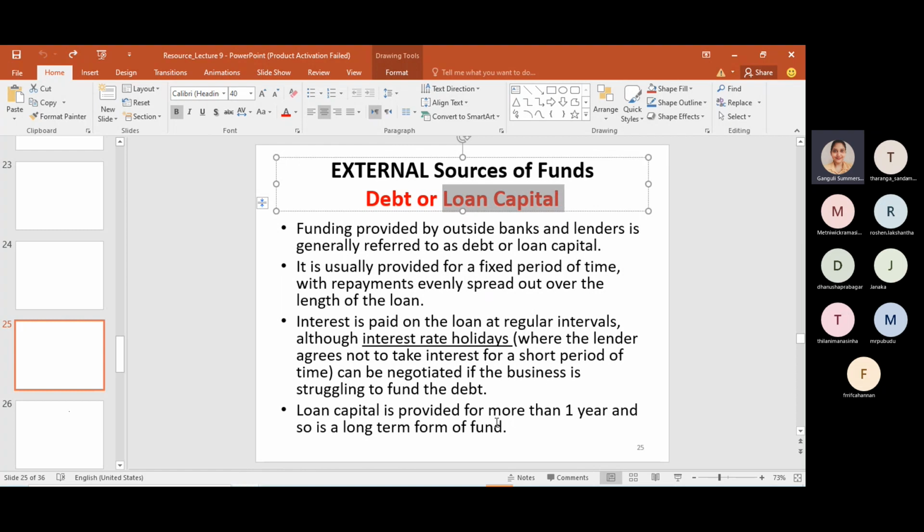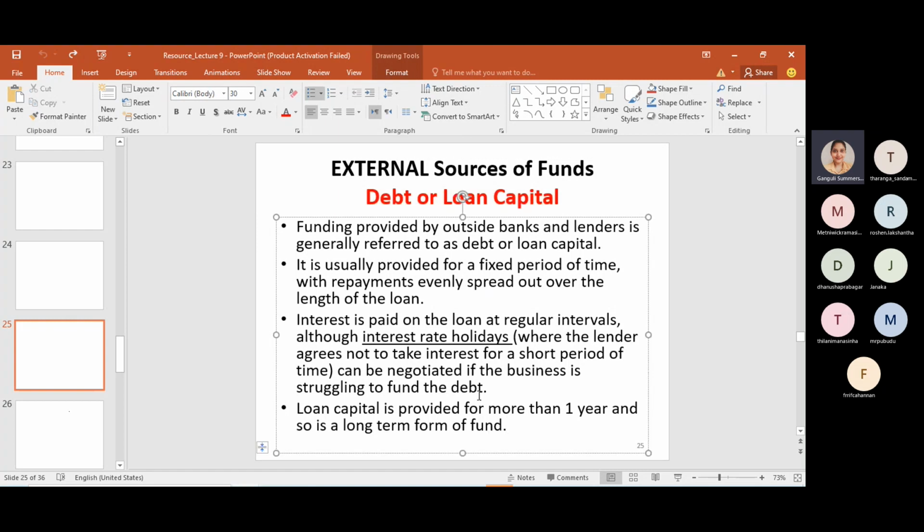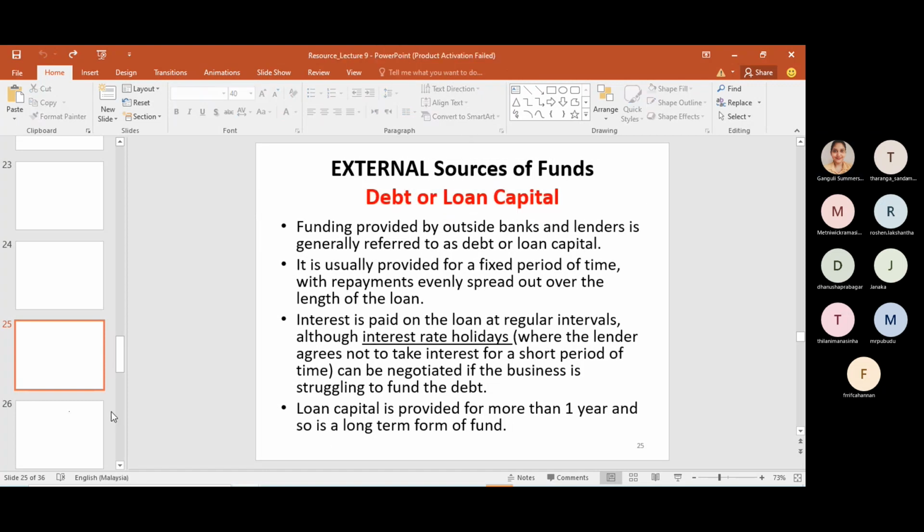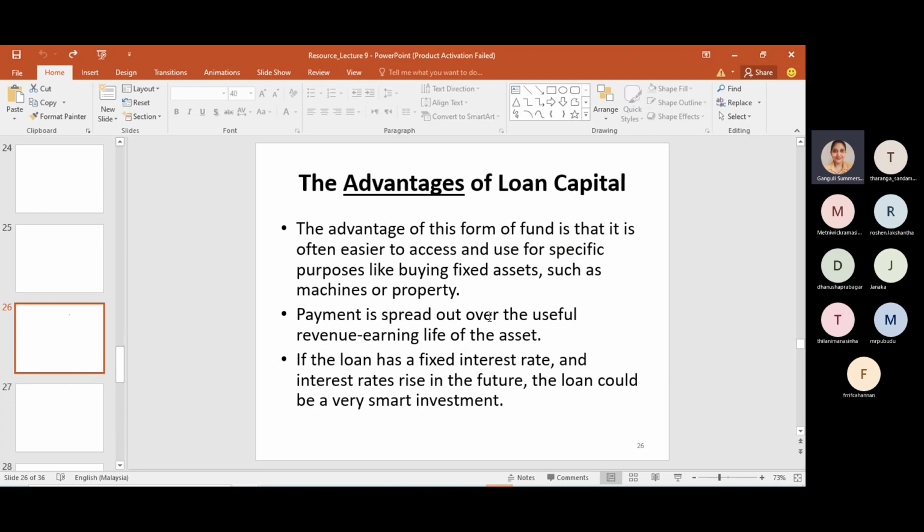So that is why we consider this a long-term external source, because loan capital is provided for more than 1 year. More than 1 year means long term, right? So this is the reason why we consider debt and loan capital as a long-term external source. Okay, so here are some advantages of loan capital.